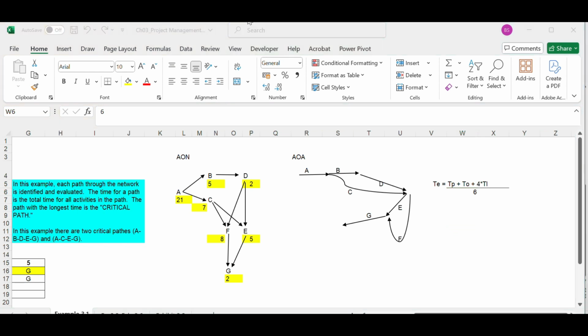Now, using these three time estimates, we can also find the variance of the time taken for each activity. The variance is calculated by the formula (TP minus TO) the whole square divided by 36. That is the variance of the time estimates. As we know, the square root of variance is the standard deviation, and the sum of the variance of individual activities forms the variance of that path. That is the variance of the time durations of that path.